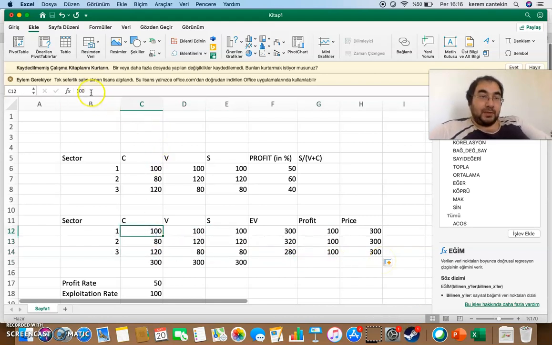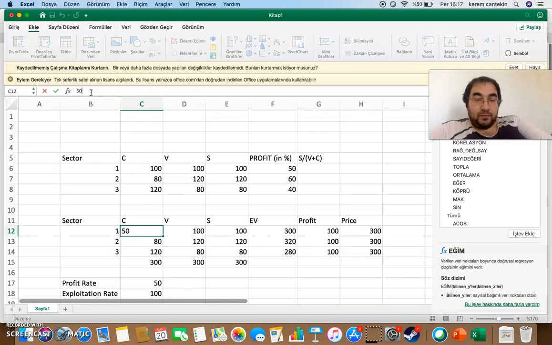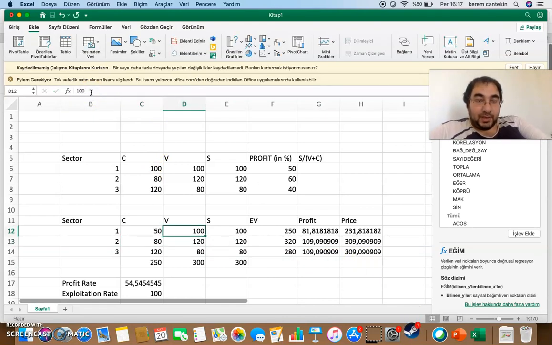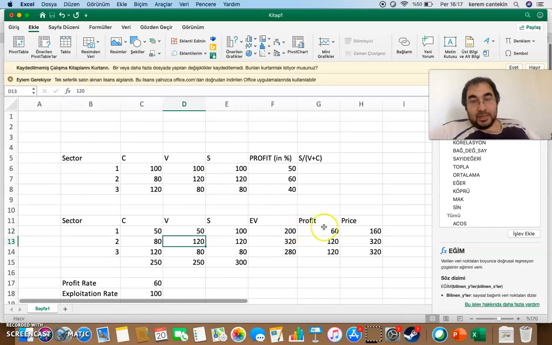Just for fun, if I make this 50 and 50, as you see, the profit will be less, 60 actually. Why? Because now the total capital spent is not anymore 200 but 100 in the sector. So profit is distributed with respect to the amount of capital that is spent in each sector. It's not automatically equally distributed. That's one thing we should note.